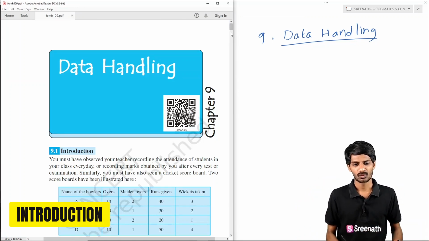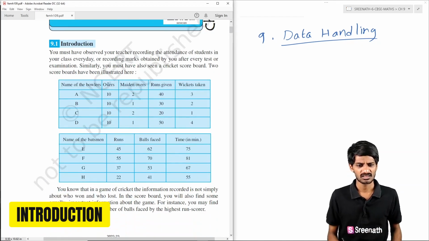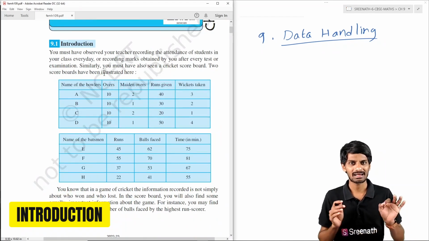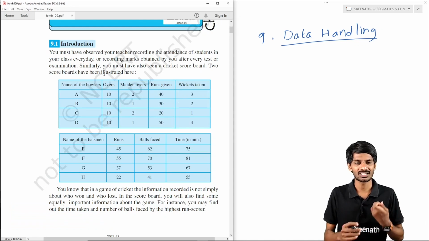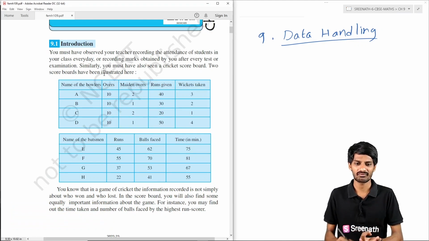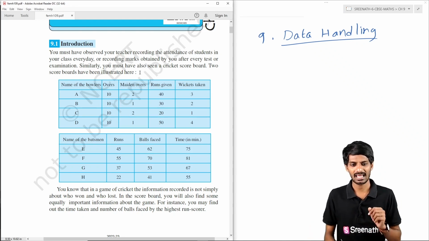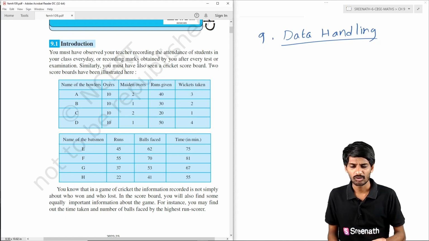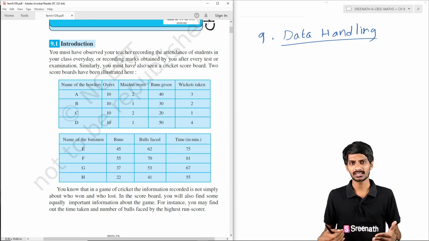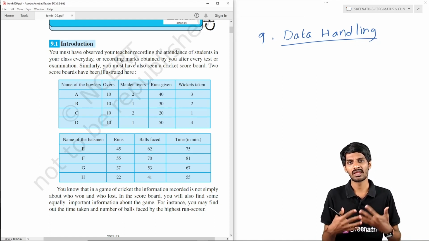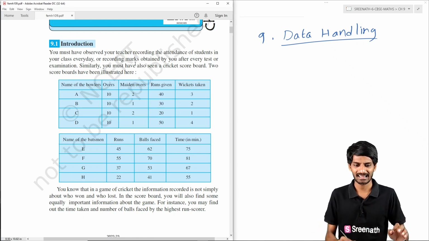Okay, so introduction. So students, in your class, sometimes you observe that your teacher will take attendance of your class, and your teacher will record the attendance of your class, and your teacher also records the marks of every exam of all the students in the class.